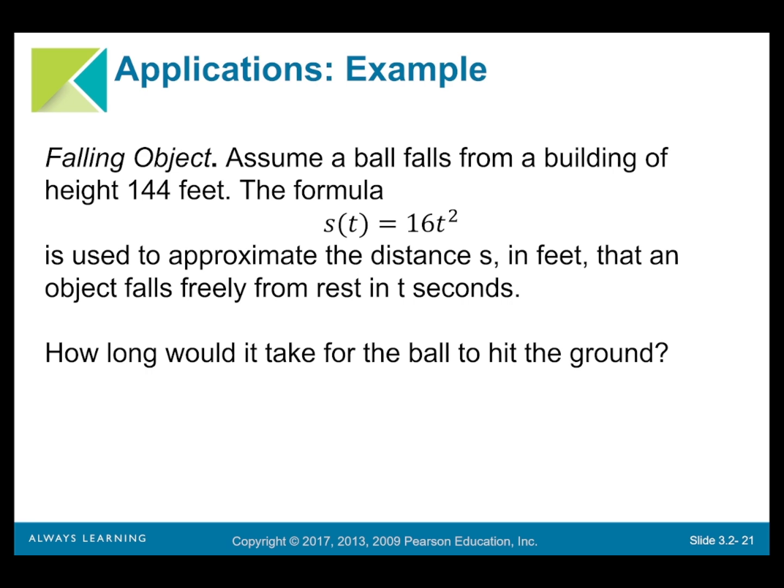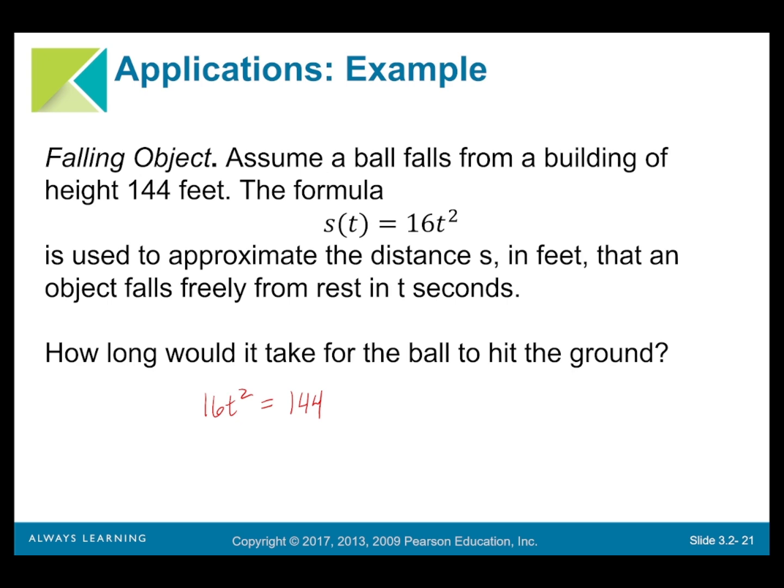So what we want to do is think about, well, if I have a ball falling at 16t squared, then I want to know when it hits the ground. I want to know when it's gone 144 feet. So we're going to take our S of t, 16t squared, and set it equal to 144. Our input is time. Our output is the distance that it's actually fallen. And so we want to know when it's fallen 144 feet and solve for time to know when the ball hit the ground.